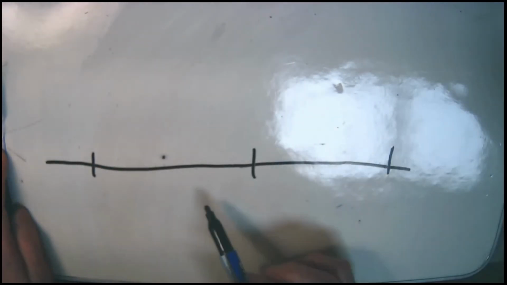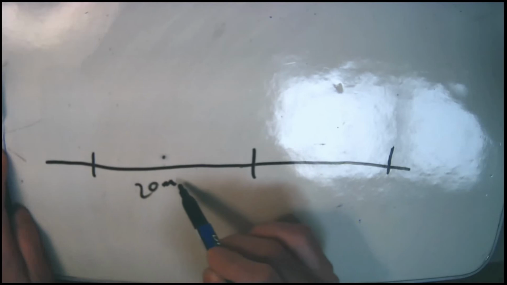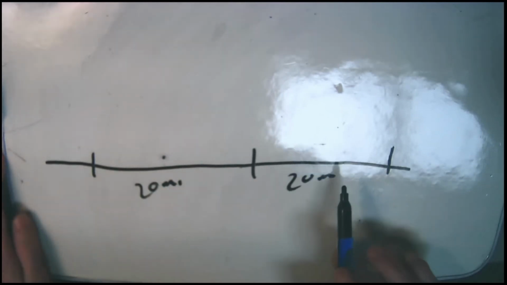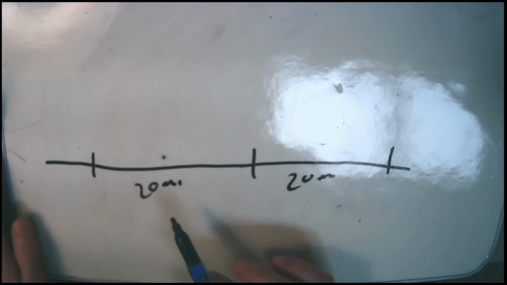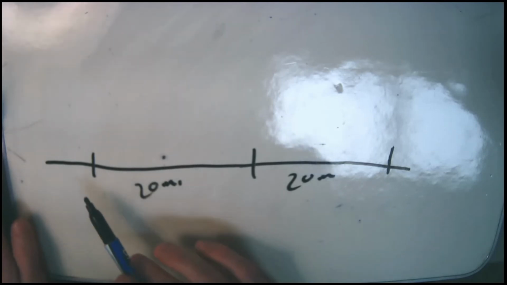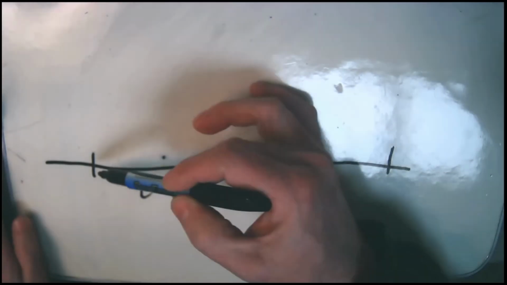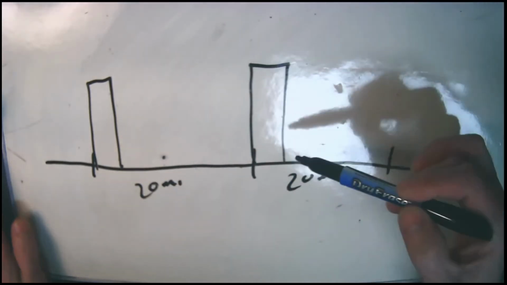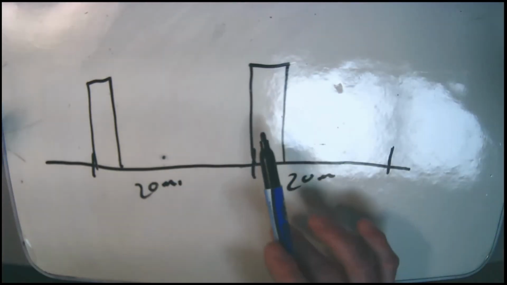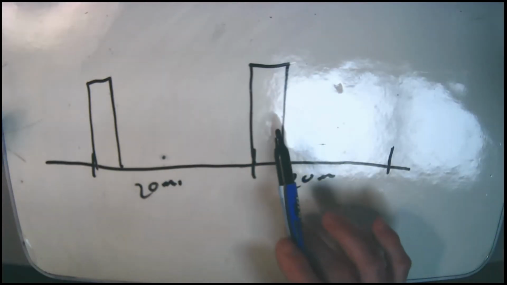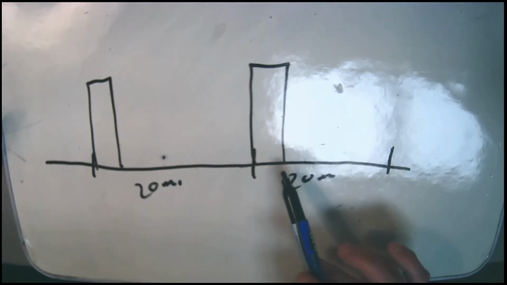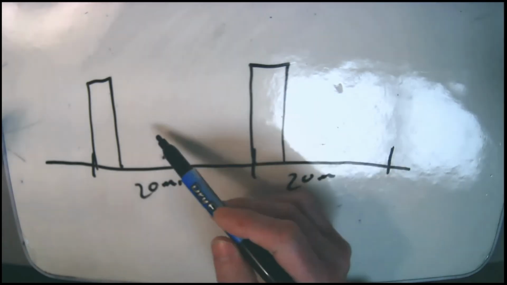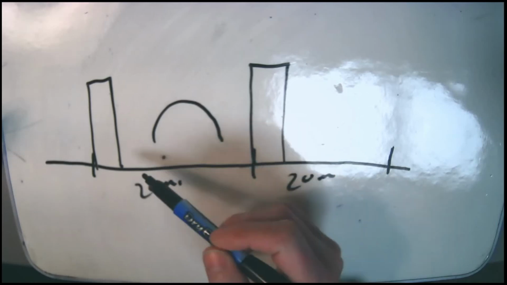So if we have 20 millisecond time spaces here, we're going to want to have a pulse that goes up and down like this. And that's what's going to tell the servo motor how far to turn: the length of this pulse. And the servo motor I have is 180 degrees.